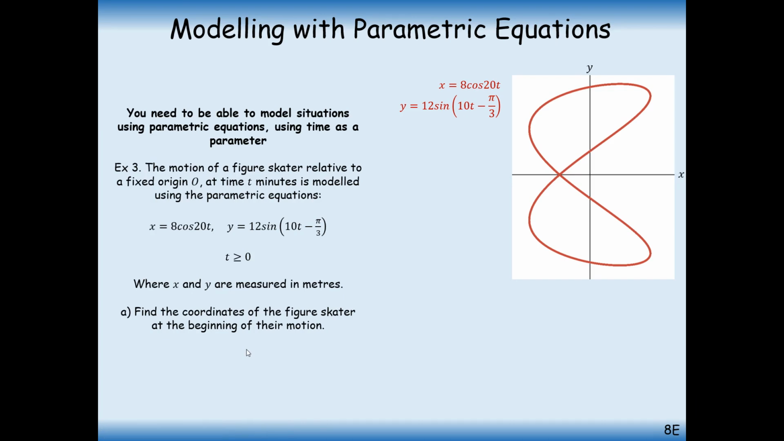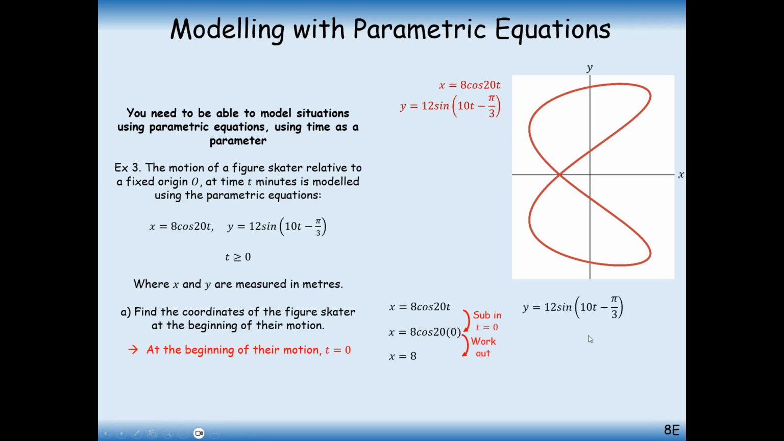That simply means substituting t equal to 0 into both of these equations to figure out the x and y coordinates. Putting t equal to 0, we get 8 multiplied by 1 because cos of 0 is 1. So the value for x is 8, and the value for y will be sine of negative pi over 3 multiplied by 12. Putting that on your calculator should give you negative 6 root 3. So that's the coordinate where the figure skater starts traveling.